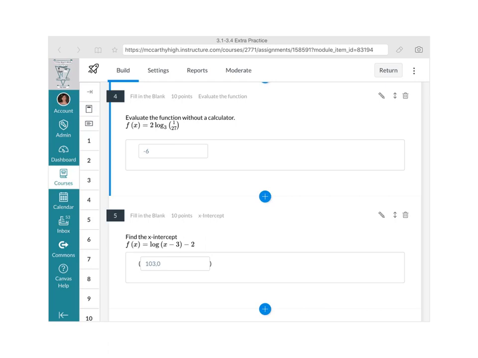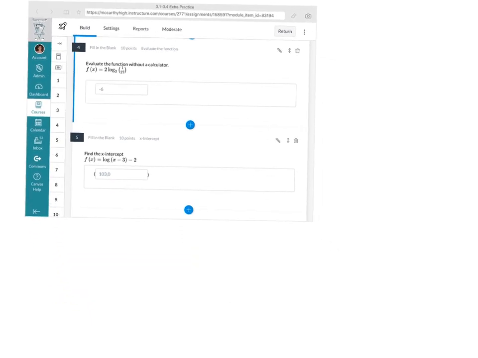Number 4 said 2 log base 3 of 1 over 27. So that one can actually be done a couple of ways. Like I saw people do it as 2 times log base 3 of 1 minus log base 3 of 27. So they expanded what was inside that fraction, which is totally fine. This would be 2 times 0 minus 3, and then 2 times negative 3 is negative 6. So that's one way to do it.